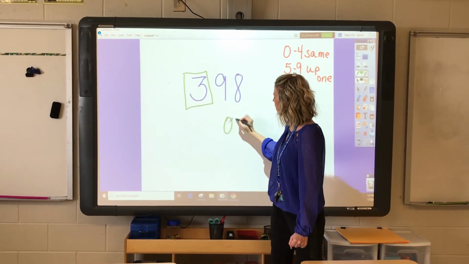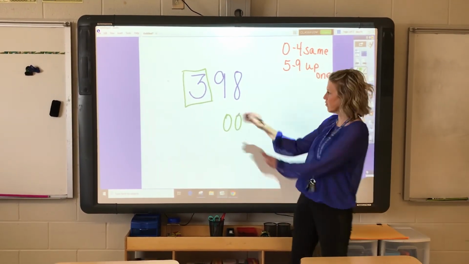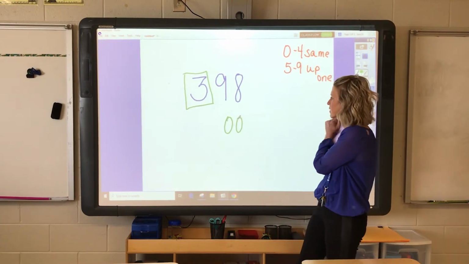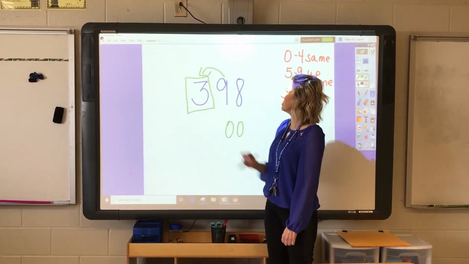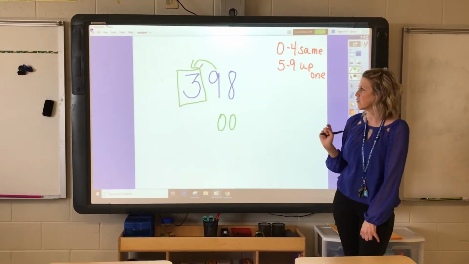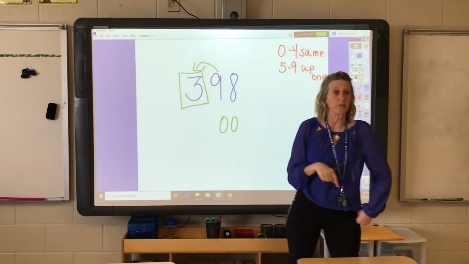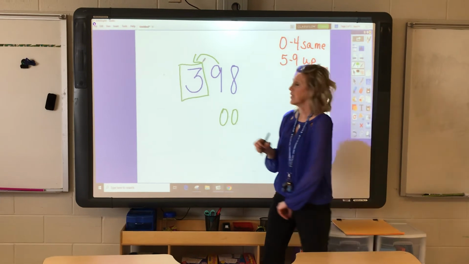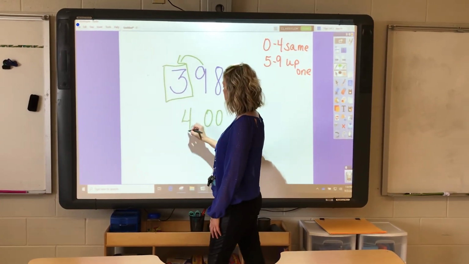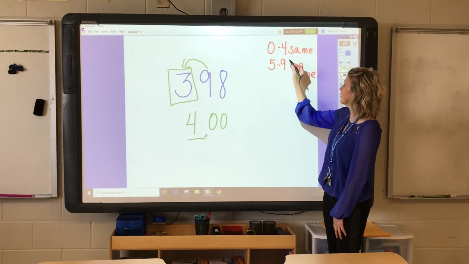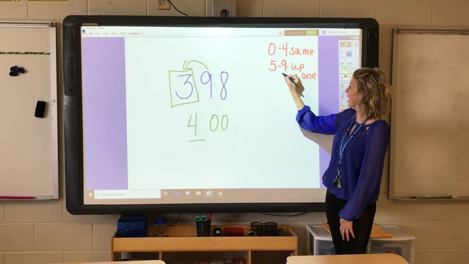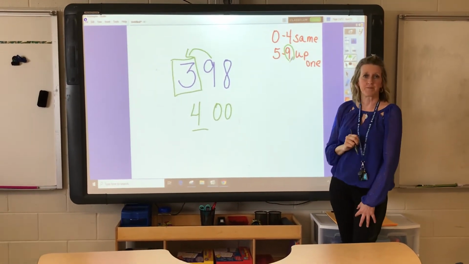These digits right here are 0 because everything to the right of that box is going to be 0. Let's look at this 9. I think y'all know what that's going to be. Is that closer to 400 or 300? If you said 400, you are correct. So 398 rounds to 400 because the 9 right here tells me that. Okay?